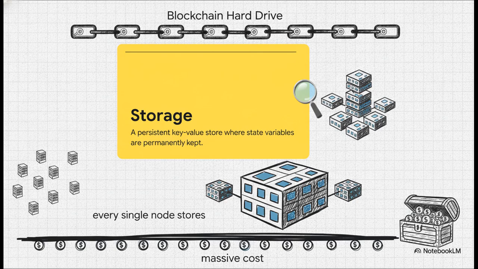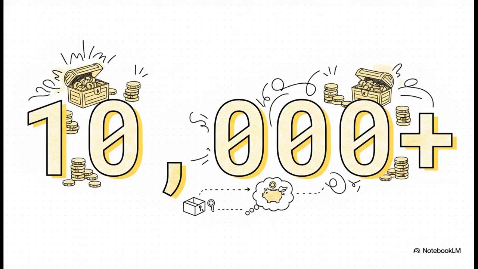It's a persistent key value store, meaning your state variables are permanently kept there across all transactions. But since every single node on the network has to store this data forever, it comes at a massive premium. And when I say premium, I mean it. Just initializing a single storage slot from 0 to a non-zero value, that costs a staggering 10,000 plus gas units. Literally, just reading from it is wildly expensive.